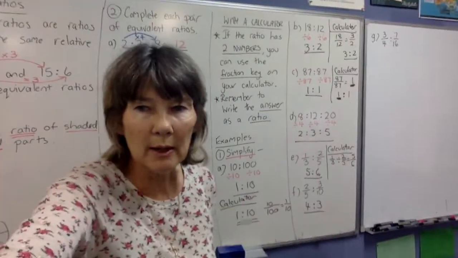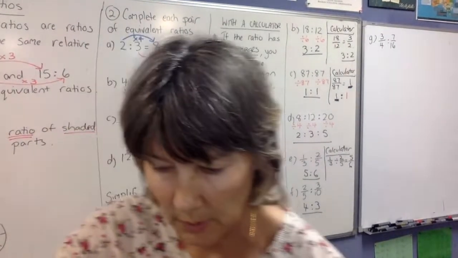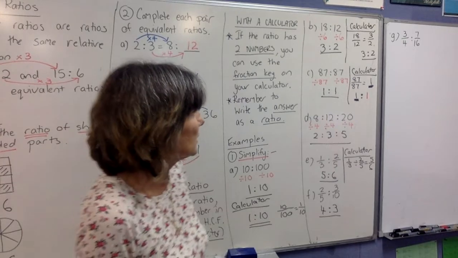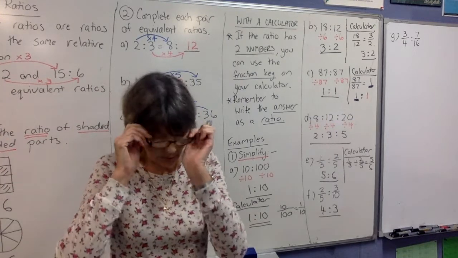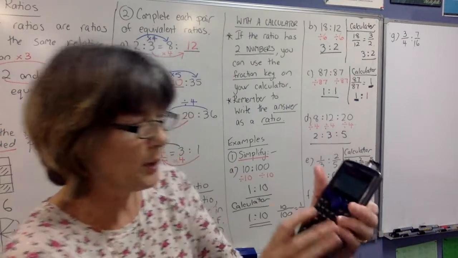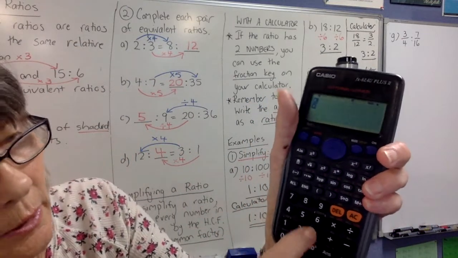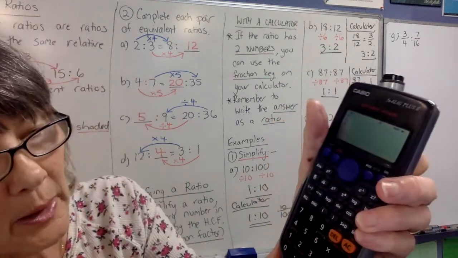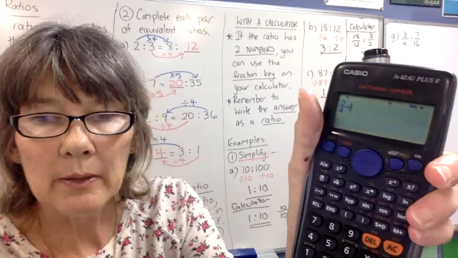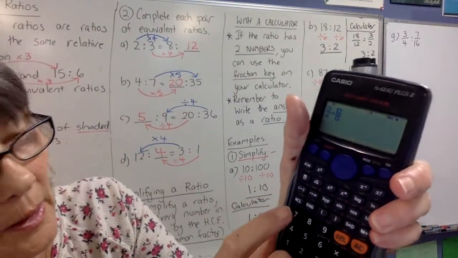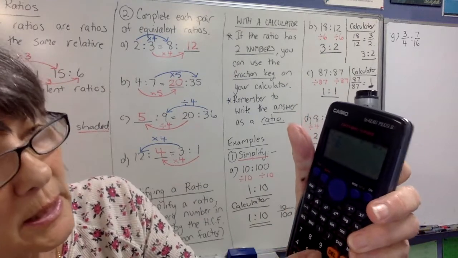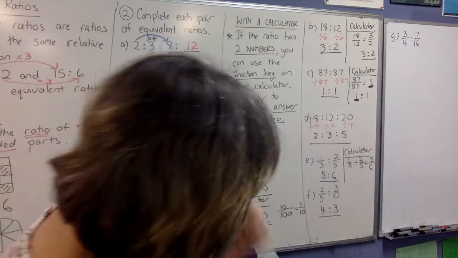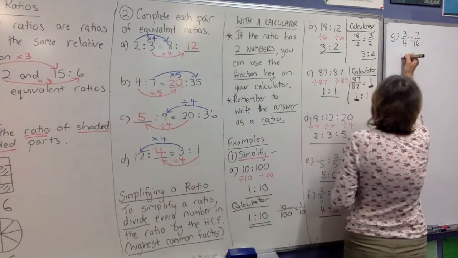This next one is 3/4 to 7/16. So let's put it in. We're putting in 3/4, 3 down arrow 4, right arrow out of that fraction key. Then we're going to press divided by, and then press the fraction key again. 7 over 16, and press equals. 12 over 7. So the answer is 12 to 7.